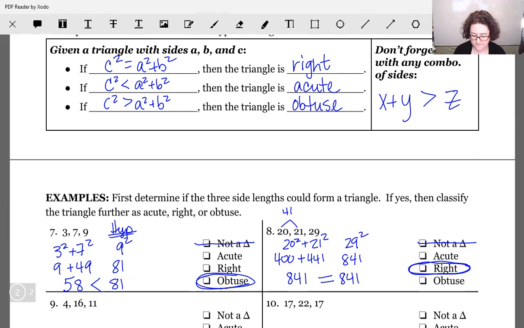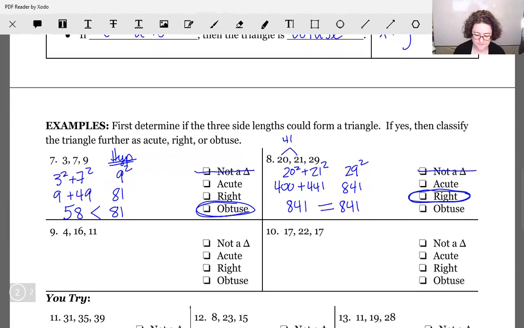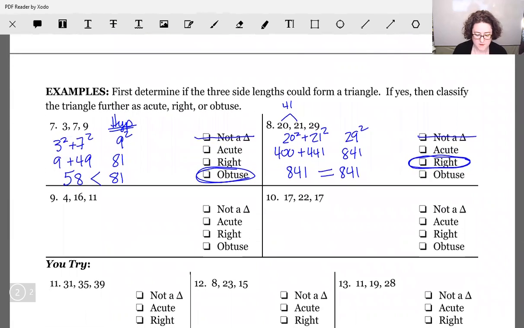All righty, example 9. Which two sides do we have to check to make sure it's a triangle first? These guys are out of order. So I need to test the 4 and the 11, the two smallest sides. Those give me a 15. And unfortunately, 15 is smaller than 16. So does this one make a triangle? Nope, not a triangle.